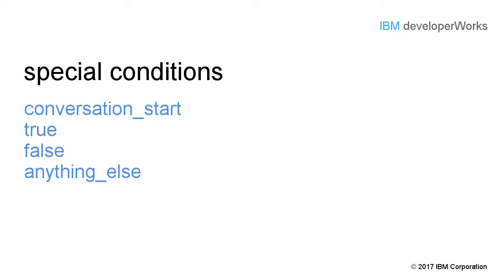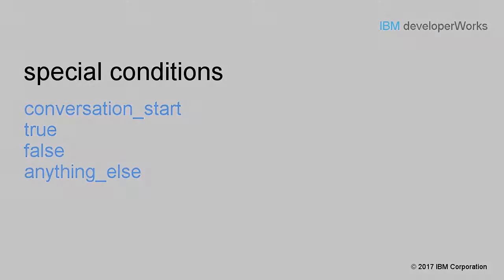This condition can be used at the end of the dialogue. It will be processed when the user input does not match the condition of any other dialogue node. The anything else condition always evaluates to true. Thus, its response is returned whenever its node is reached in the dialogue tree. Placing the anything else condition at the end of your dialogue guarantees that your dialogue will always return a response.